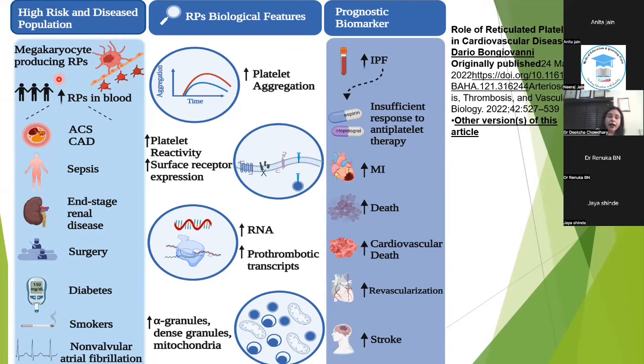Now, high risk and diseased populations also showed an increase in IPF levels in their blood. These high risk patients included sepsis, ACS, chronic coronary artery disease and acute coronary syndrome, end stage renal disease patients, post-surgical patients, diabetic patients, and smokers. All these had high levels of IPF in their blood.